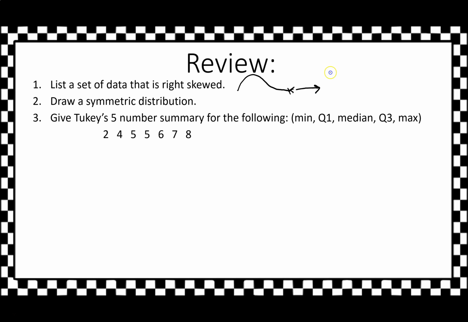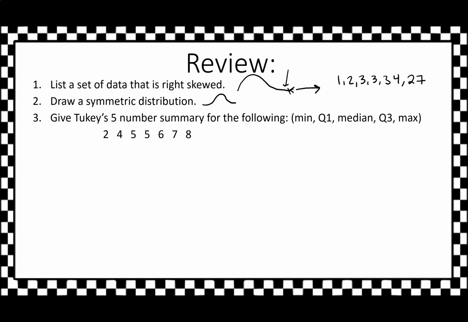But a set of data would mean basically we have a bunch of stuff on the left. So maybe 1, 2, 3, 3, 3, maybe 4. And then we have kind of an outlier on the right. So maybe something like 27. So the 27 would be here with the low frequency, and the majority of the data is on the left. All right, next question. Draw a symmetric distribution. That's going to look just like that.